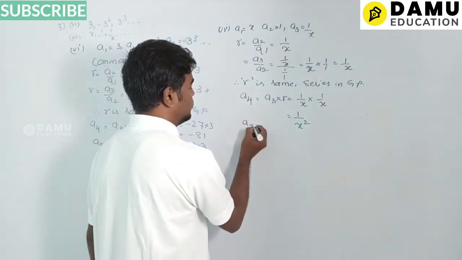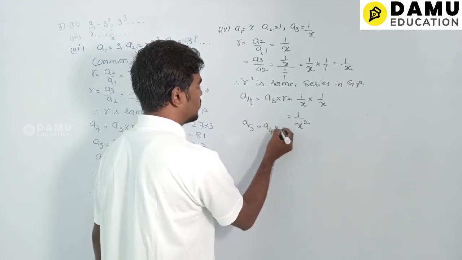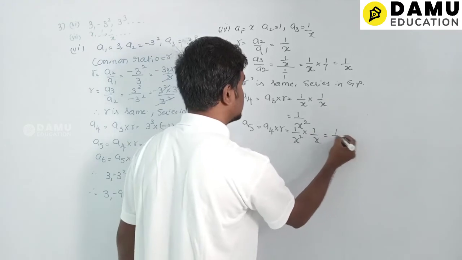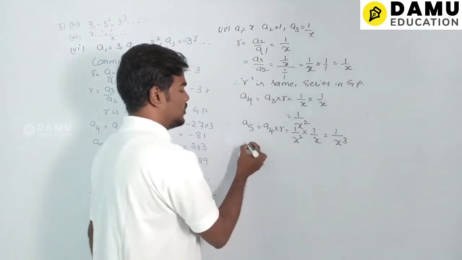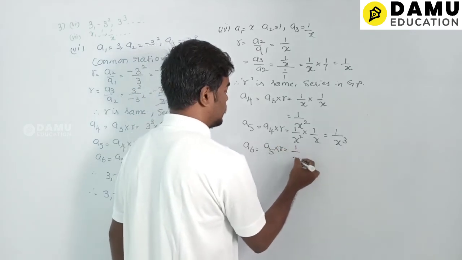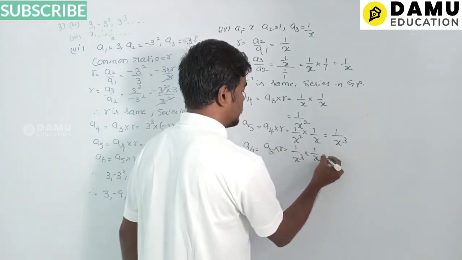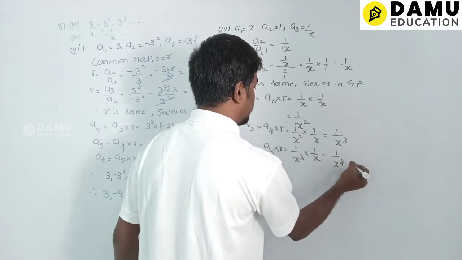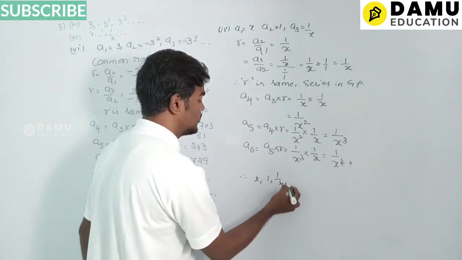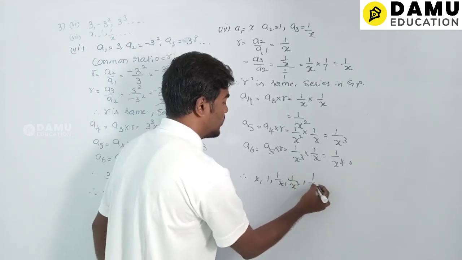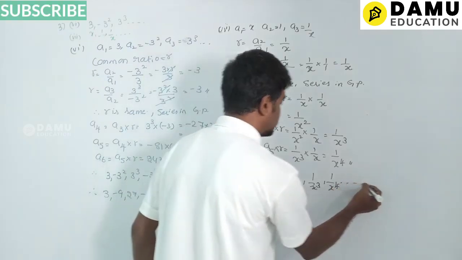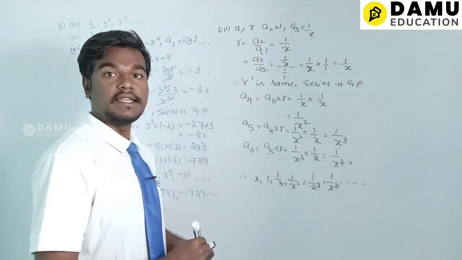Then what is the fifth term? A4 into R. So A4 will be equal to 1 by x square. R will be equal to 1 by x. That is 1 by x cube. Then what is A6? A5 into R. So A5 will be equal to 1 by x cube. R will be equal to 1 by x. That is 1 by x power 4. So therefore the given series is x, 1, 1 by x, 1 by x square, 1 by x cube, then 1 by x power 4 and so on. So we will get the series like that.